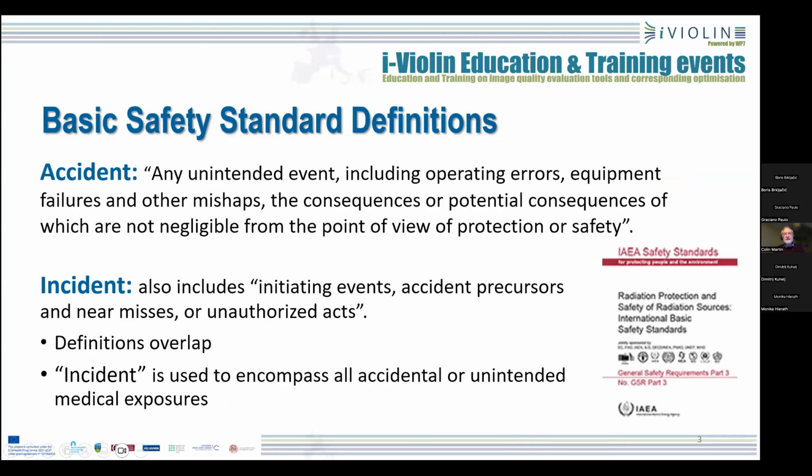So an accident is an unintended event caused by errors and various things, but the consequences or potential consequences of which are not negligible from the point of view of safety. Whereas an incident includes the same range of errors and equipment failures, but it will also include initiating events, accident precursors and near misses or unauthorized acts, and also include things which haven't resulted in consequences because they've been caught at an early stage. But it's important to analyze these as well.